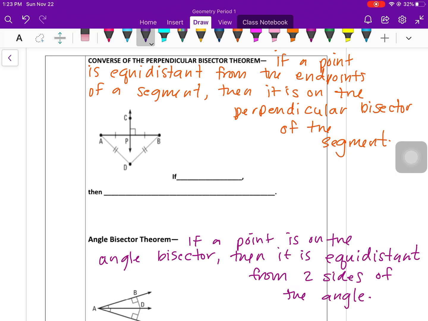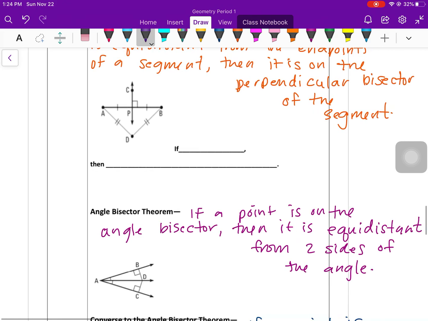So if a point is equidistant from the endpoints of the segment, then it is on the perpendicular bisector of the segment. Notice I've got a right angle here, and I've got two congruent, so I know that that is a perpendicular bisector.